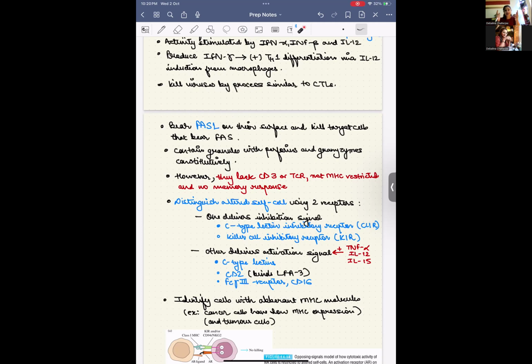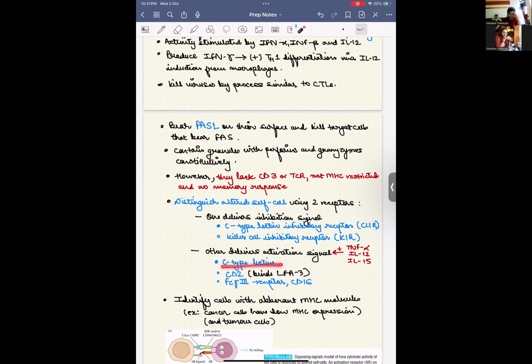But if the activation signal is activated, then the target cell is taken for killing, and you will have the release of perforins and granzymes from the granules at this contact site, and in a very similar mechanism, the killing function will be carried out. Now, which receptors actually constitute the inhibitory signal? It is the C-type lectin inhibitory receptors and the killer cell inhibitory receptor. And the activation signals are delivered by C-type lectins, CD2, and the Fc gamma 3 receptor, which is also known as the CD16 molecule, right?